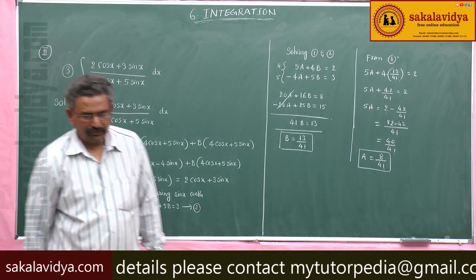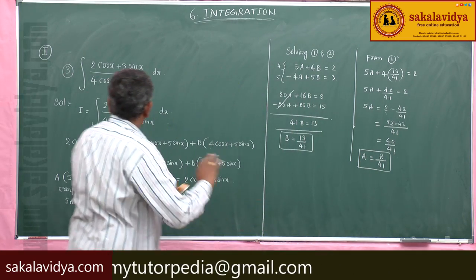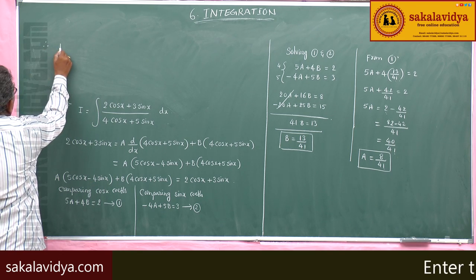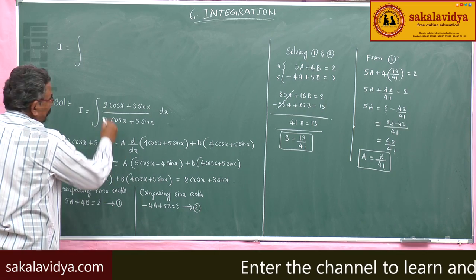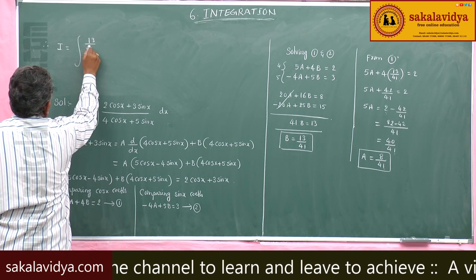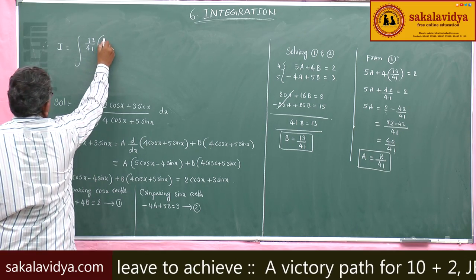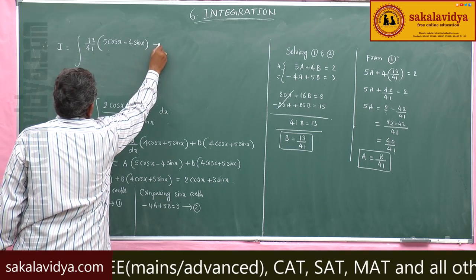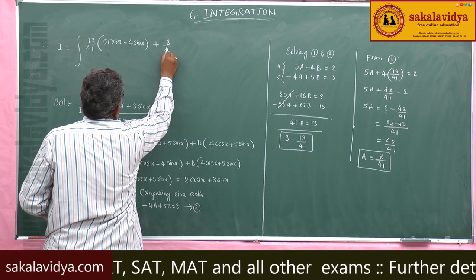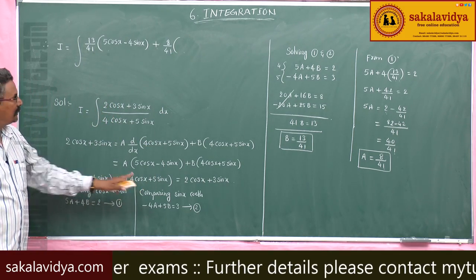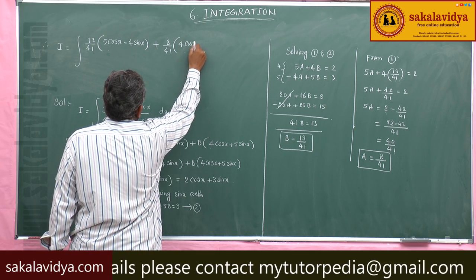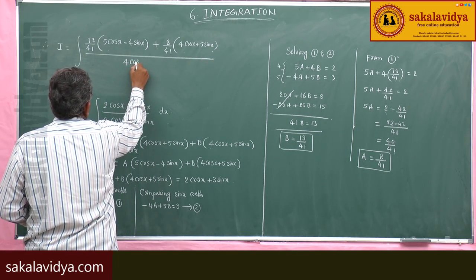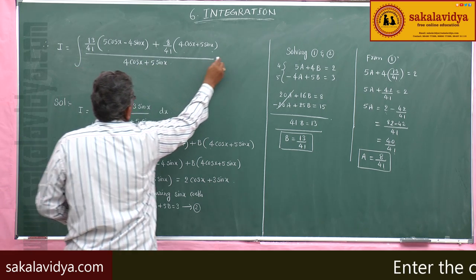So now we have to find out the integral. To find out the integral, separate the terms. Therefore, I is equal to integral 13 by 41 into (5 cos x minus 4 sin x) plus 8 by 41 times this (4 cos x plus 5 sin x), by 4 cos x plus 5 sin x dx.